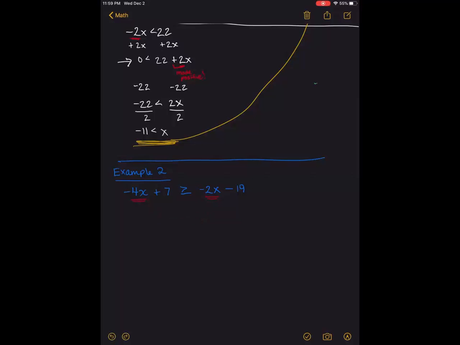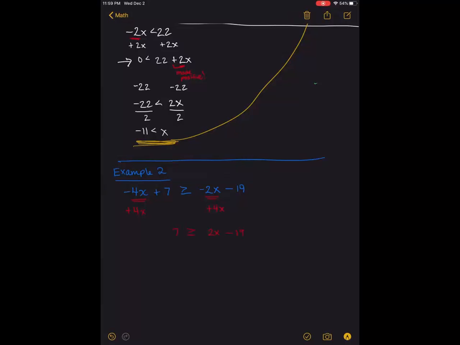Whereas if instead I add 4x to both sides of this inequality, I won't have any x's left on the left, and 4x plus or minus 2x will be a positive number, positive coefficient. So on the right-hand side here, I'm going to get a 2x, 4x minus 2x. And then I'm going to look at the numbers next.